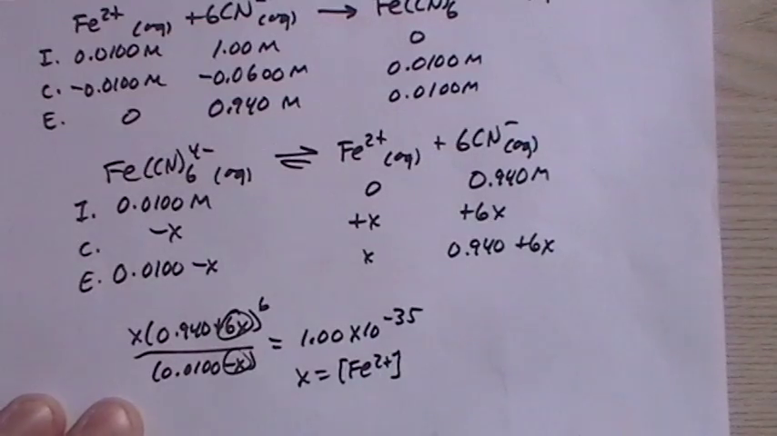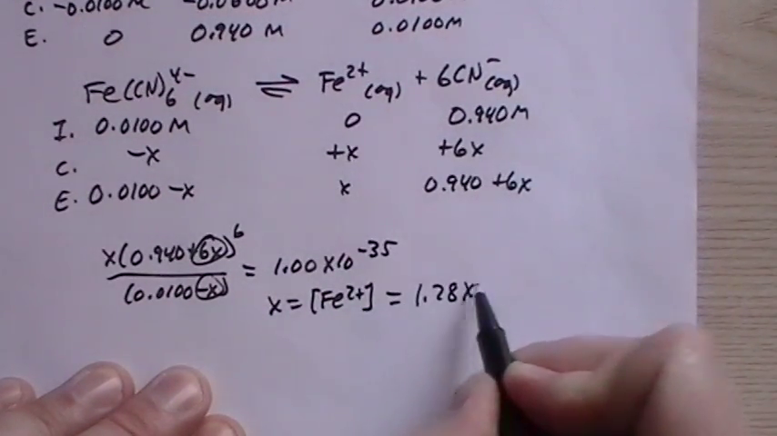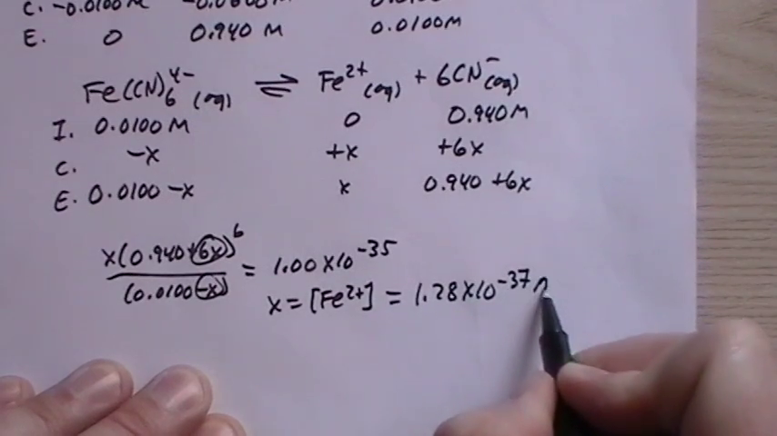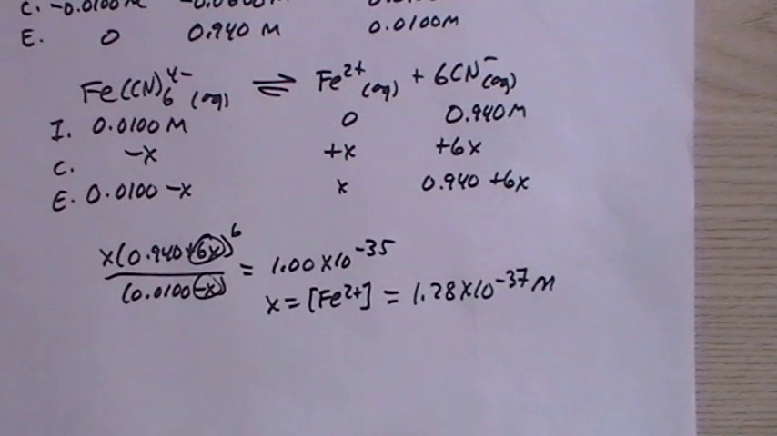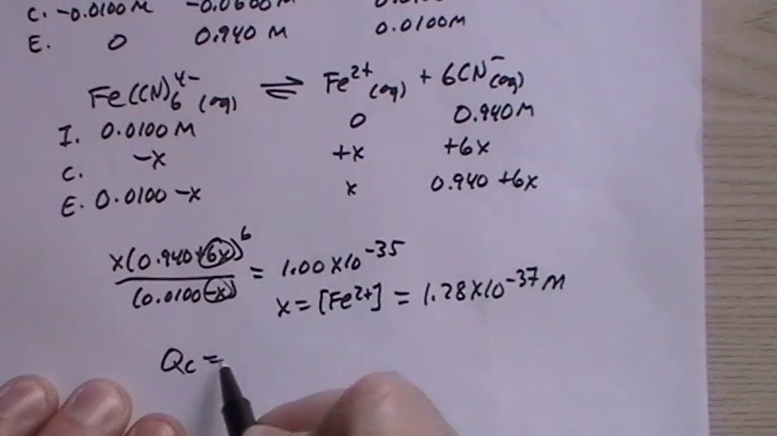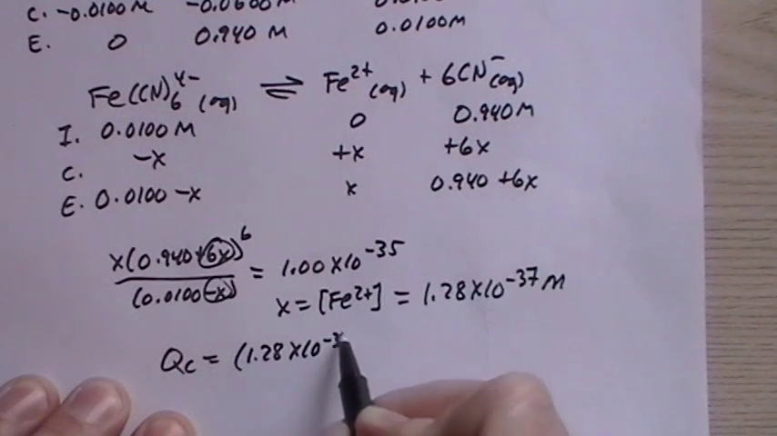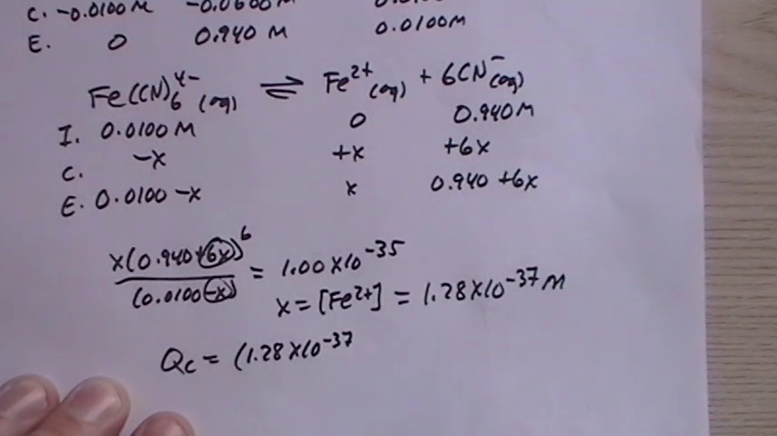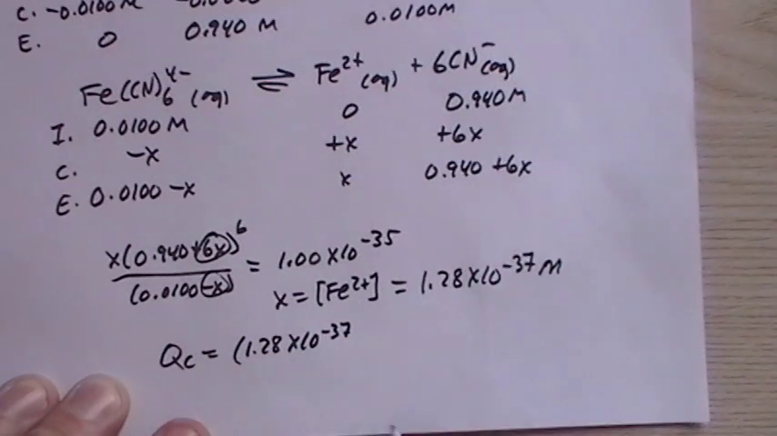will turn out to be 1.28 times 10 to the minus 37. I have to believe at this point that you can take this and solve and get here. I used to do out every step, but not anymore. If you've made it to this point, you must be able to deal with that algebra: 0.94 to the 6th power divided by 0.01, and then solve for x.